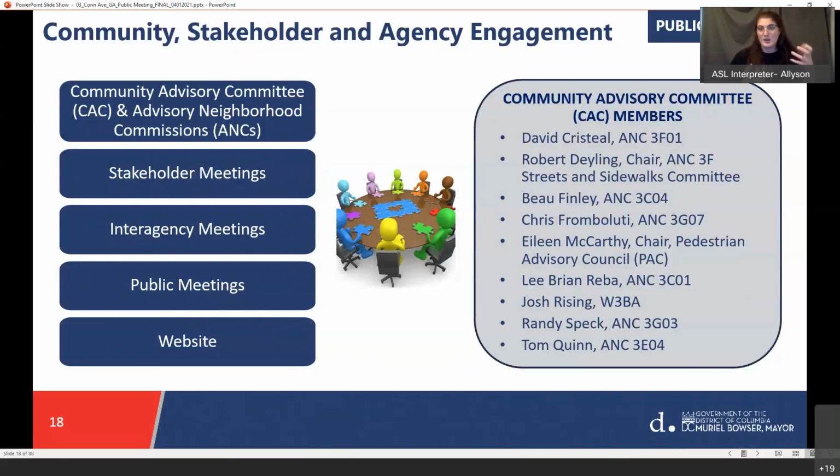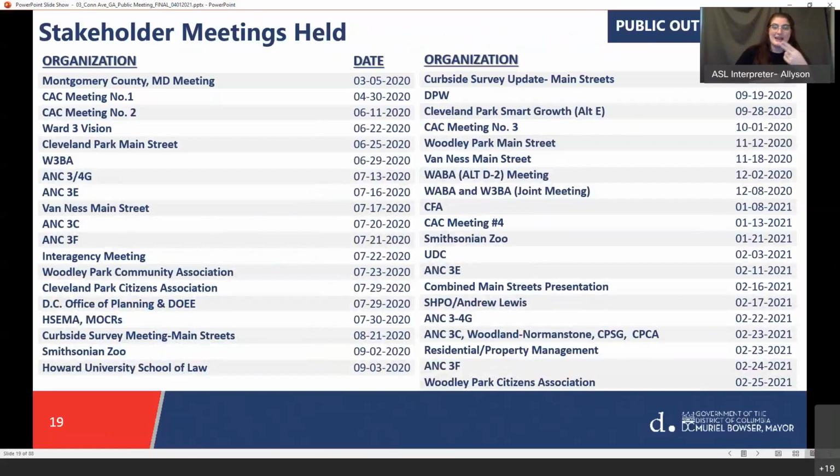Charlotte, would you like to talk a little bit about our community engagement? Thank you, Ed. The community engagement has been a multi-pronged approach. We have implemented a community advisory committee. You see those members on the right-hand side of your screen, which includes different members from the ANCs, as well as our pedestrian advisory council member and our Ward 3 bicycle advocate. We've had multiple stakeholder meetings, which you'll see on the next slide. We've had interagency meetings that have been critical, involving agencies outside of DDOT, such as DOEE, HCMA, and multiple other agencies. Here's a sampling of several stakeholder meetings that we have held, which shows different civic groups and institutions, such as the National Zoo and others that have been part of this discussion as well.